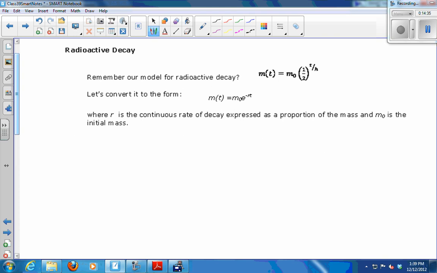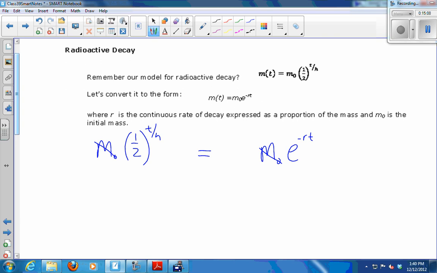Now, why in this case is r negative? Because it's decay. Perfect. Okay, so I need to be able to make these two things equal. I want m0 times 1/2 to the t over h to be equivalent to m0 e to the negative rt. I want these two things to be the same. So the m0s, they match already. Don't have to worry about those.